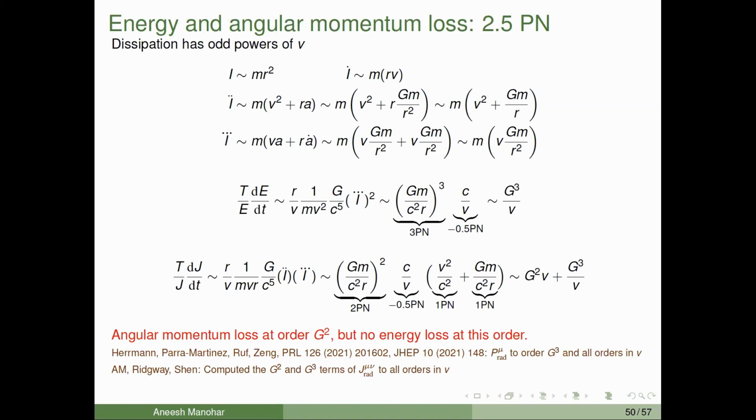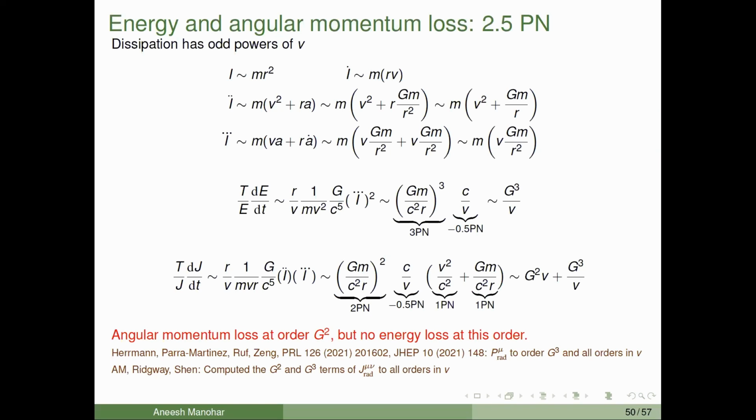So let me look at the angular momentum and energy loss in the PN formula. This is the original Matthews and Peters calculation. The moment of inertia goes like mass times r². The first derivative goes to mass times r v. If I differentiate a second time, I get a term which is v², and r times a. But the acceleration in a gravitational system is GM over r², so you get two kinds of terms: a v² term and a GM over r term.